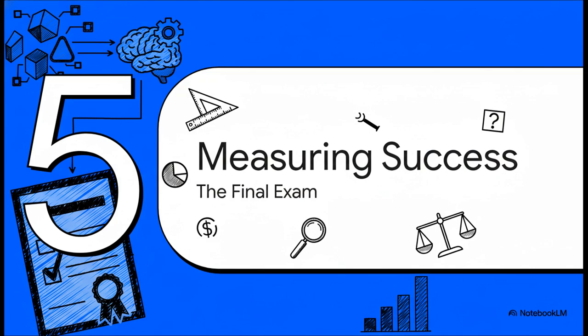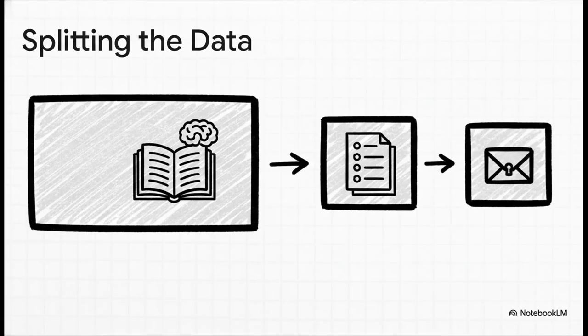Okay, so our model is trained. We've used some smart techniques to keep it from getting lazy or from memorizing. Now, it's time for the final exam. How do we give our model a final grade to see if all this work actually paid off? Well, the absolute number one rule of this final exam is simple. No cheating. You can't test the model on problems it's already seen the answers to.